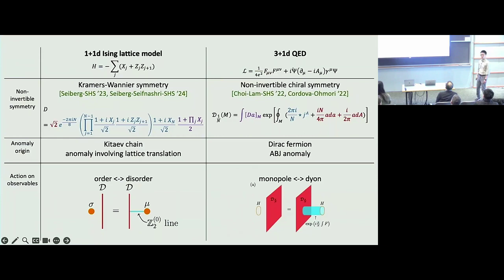So here we should also look for 0+1D fermionic topological quantum mechanics. What is a 0+1D topological quantum mechanics? That's a Majorana zero mode. What is a Majorana zero mode? That's a square root of 2.